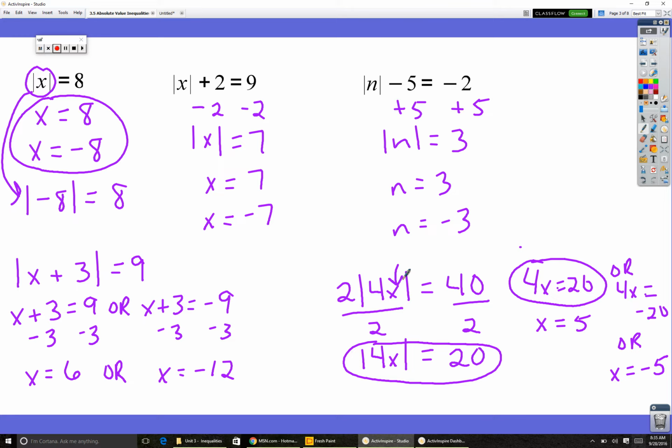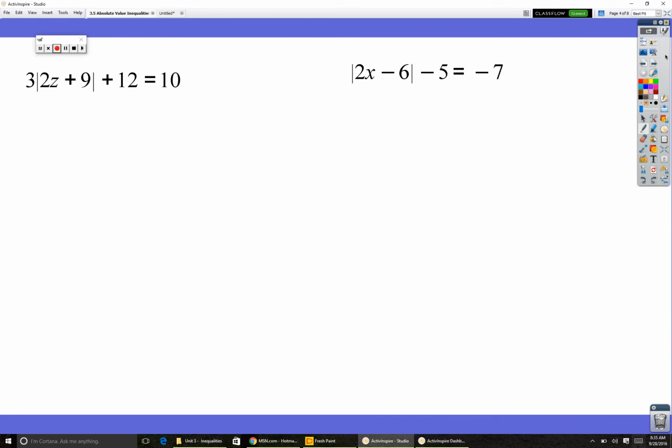Okay, go to the next slide. There's some more examples. Okay, these ones we need to solve. There's more to do, so it's like a multi-step absolute value equation. So I'm going to call on some people to tell me what to do first. Let's see, I'll take volunteers on this since it's a new thing. Any volunteers? Lacey?